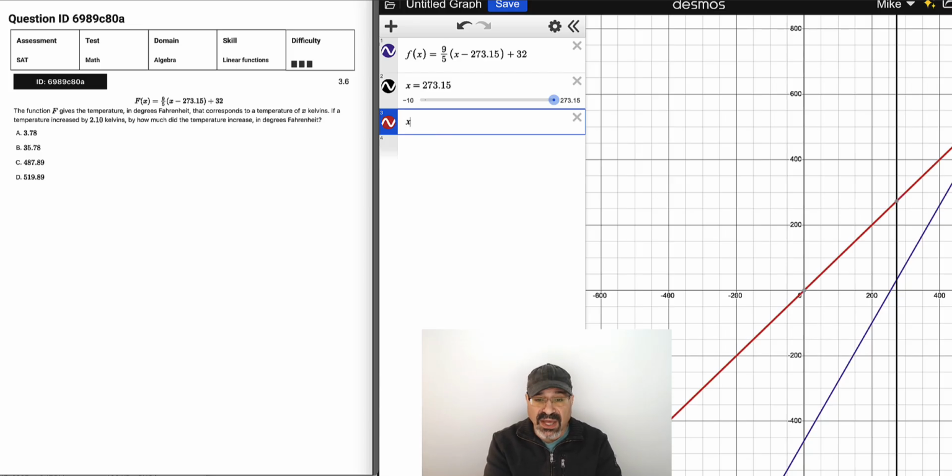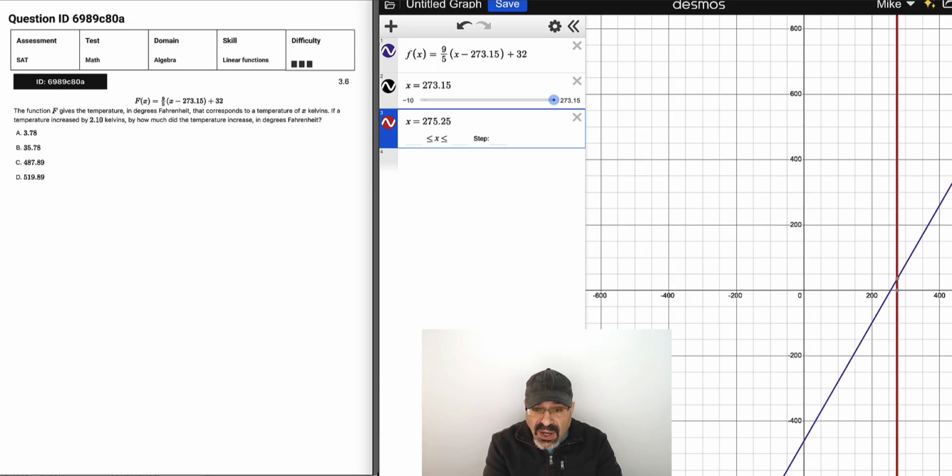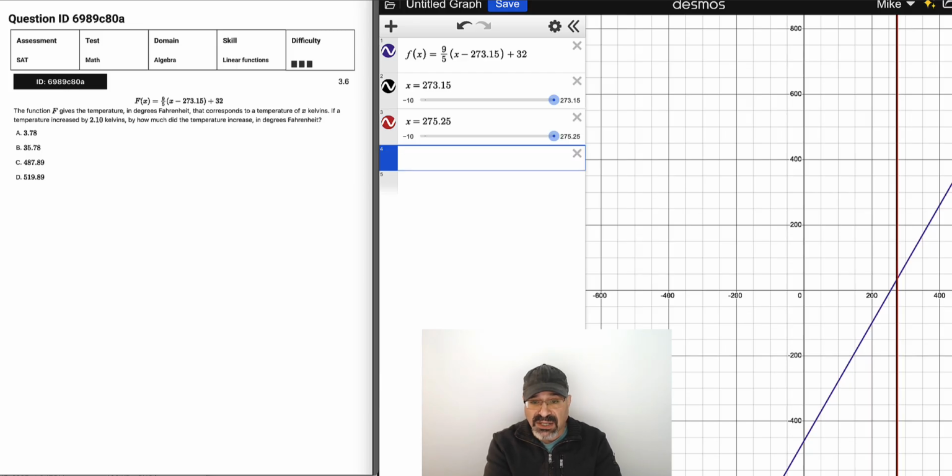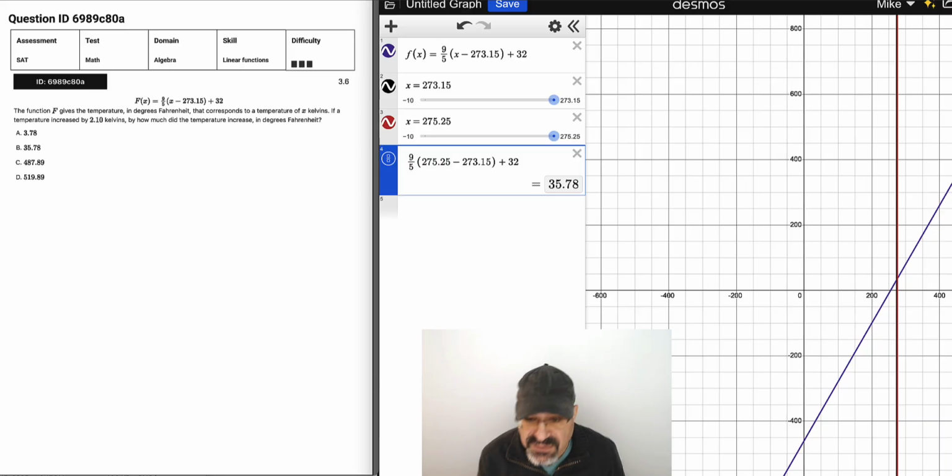Well, if I start with x is equal to 275.25, let's go ahead and just plug it in manually. 275.25 minus 273.15. Put that in parentheses, right? Multiply it by 9/5, and you already have the answer. We can go ahead and add 32, but the temperature has changed from 32 to 35.78. So we can see that the correct answer must be A, but I think there's a little bit more to this question.